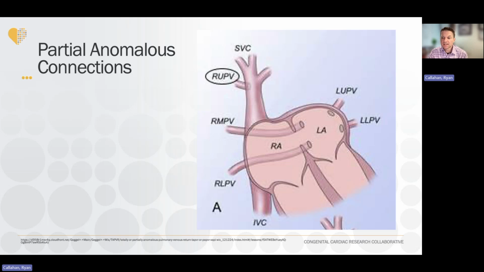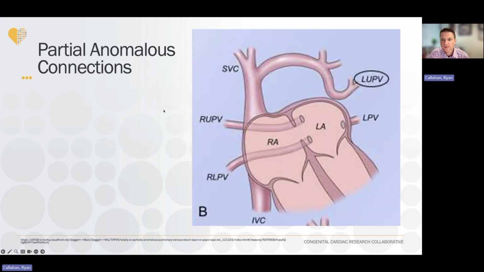Now, if some of the veins connect to the left atrium, but some of them don't, then we call this partial anomalous pulmonary venous connection, or PAPVC. In this example, we have 4 veins connecting to the left atrium, but one, the right upper, is connected to the SVC. You could have the right upper and the right middle connect to the SVC, or even all the veins on the right side. This situation is just one, the right upper to the SVC.